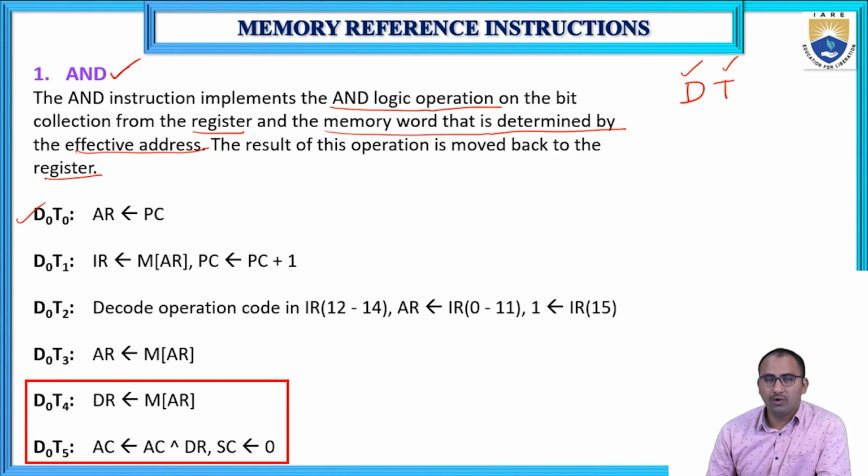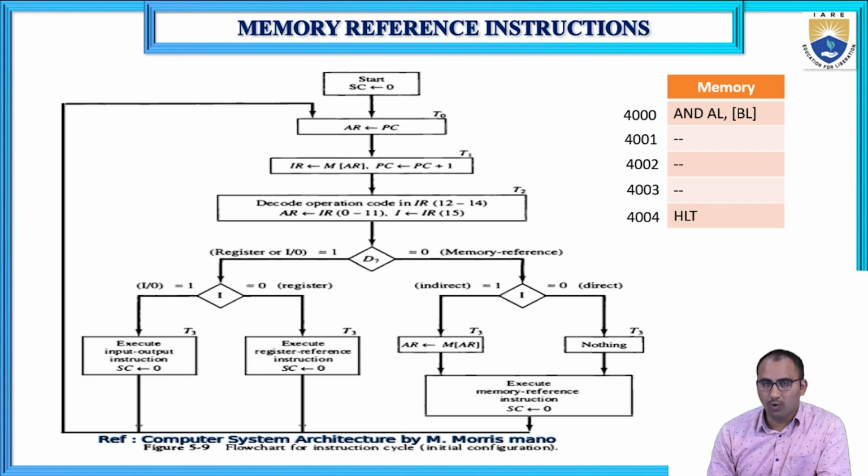We already know that the programs are stored in the memory, and from the memory the instructions will be fetched. In order to understand this, let's see a flowchart of the instruction cycle. In the memory we are storing a program. The first instruction is AND AL, [BL] offset. BL is written in brackets, which indicates that it is a memory reference instruction. The first instruction is stored at 4000.